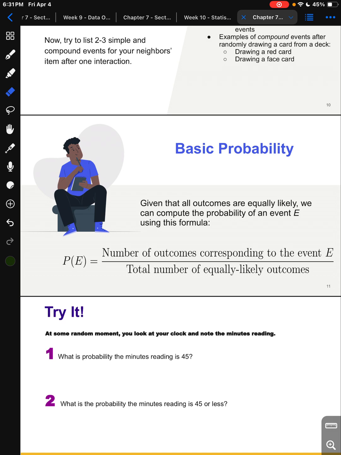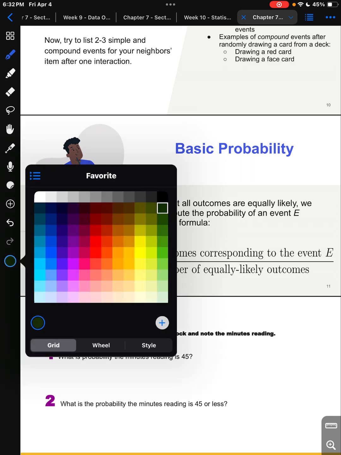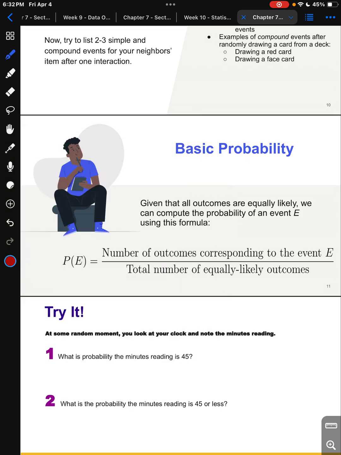Given that all outcomes are equally likely, we can compute the probability of an event using this formula. P stands for probability, and E is the event. It's the number of outcomes in the event E over the total number of equally likely outcomes.